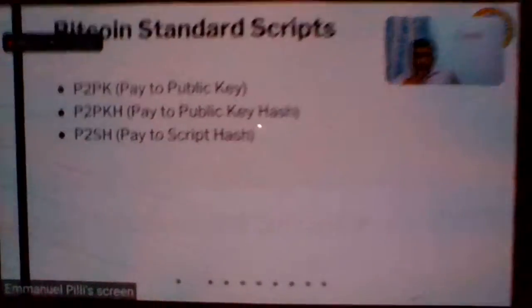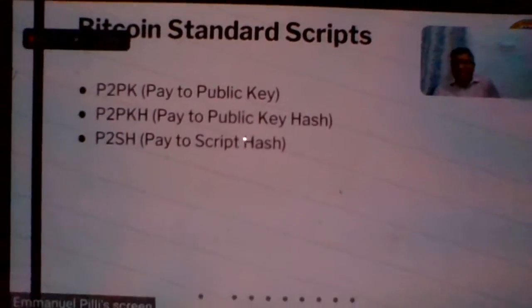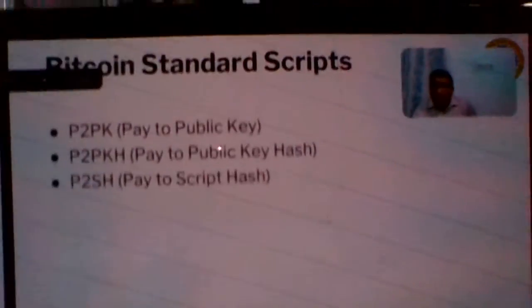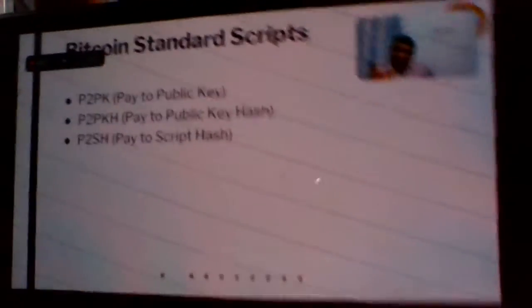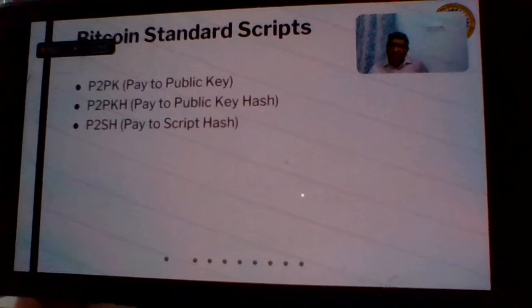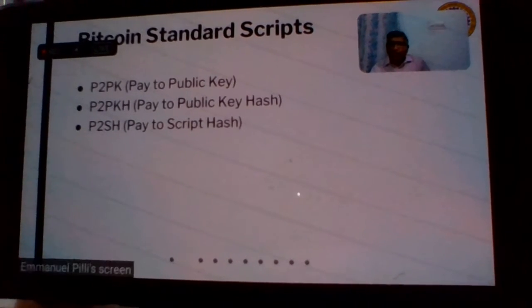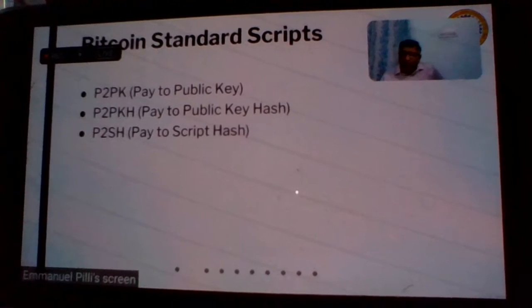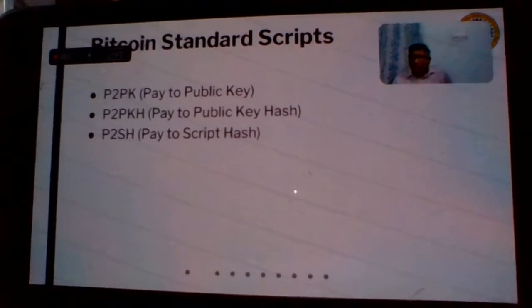So there are different scripts. Again, there are P2PK scripts, pay to public key. There are pay to public key hash scripts. So you can directly address a public key, and if the public key is verified, you can pay. If the public key hash is there, if the public key hash is verified, or you can pay to script hash, or you can also have P2WSH scripts. Right? There is another type of scripts which are there.